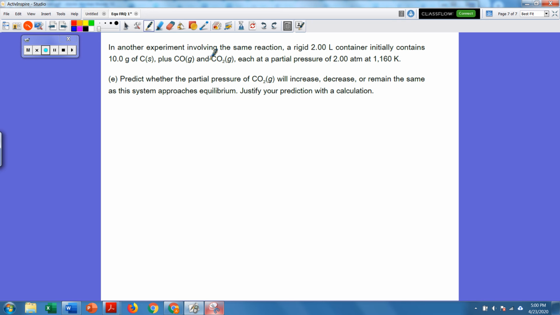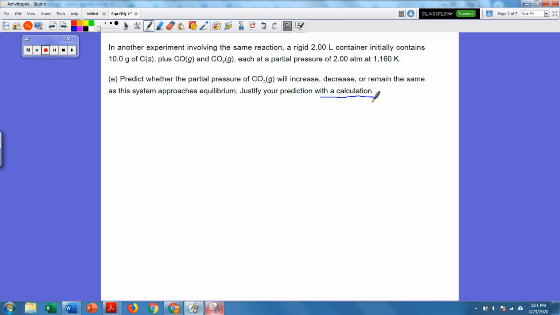So rather than having just CO2 at 5 atmospheres like we did in the initial reaction, we have carbon monoxide at 2 atmospheres and carbon dioxide at 2 atmospheres. And that its temperature is the same. So our volume is the same, our temperature is the same, but our pressure is different and our mix of gases is different. And now letter E says, predict whether the partial pressure of carbon dioxide will increase, decrease, or remain the same as this system approaches equilibrium. And then it says justify your prediction with a calculation, okay?